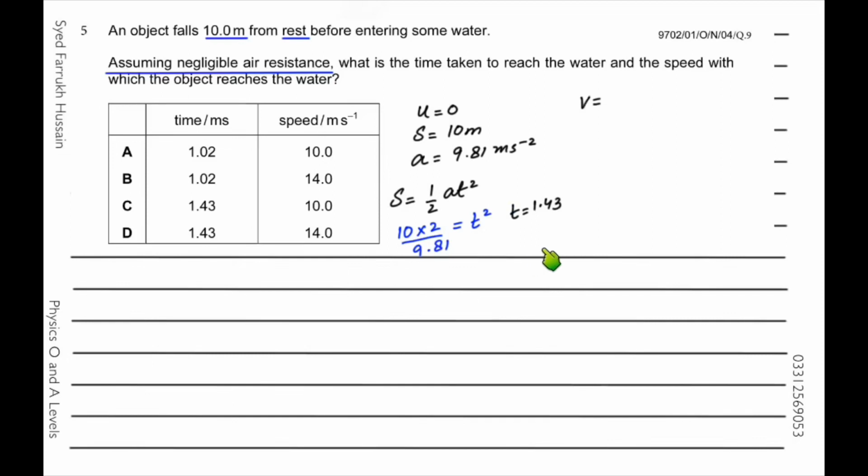In this question, distance is given and the object is falling from rest. Air resistance is negligible, so you make the data. Initial speed is 0, distance is 10 meters, acceleration is 9.81 meters per second square. So s is equal to half at square, because ut is 0. You will find the time by this, which is 1.43, and you can find the final speed by v is equal to u plus at, by substituting the values given in the question.